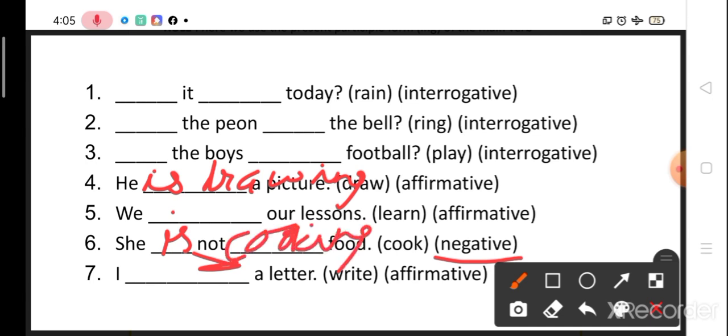Okay. Next affirmative sentence. I am. I am writing a letter.